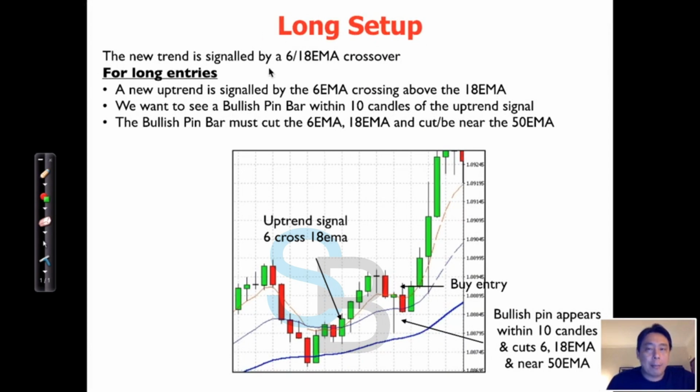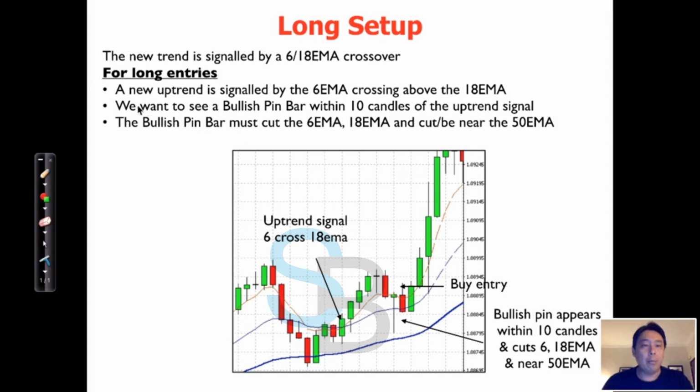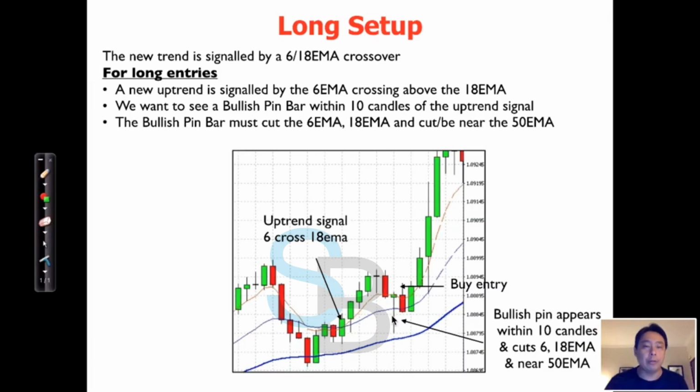For the long setup of this strategy, once again, we're going to use the 6 and 18 EMA crossover to signal a new uptrend. So we are waiting for a new uptrend signal by the 6 EMA crossing above the 18 EMA, like so over here. 6 crossing above 18, we have that signal over there. And we want to see a bullish pin bar appear within 10 candles of that signal. In this case, the signal happened here. 1, 2, 3, 4, 5, boom, 6. We have that bullish pin that appeared within 10 candles. That's all we're looking for.